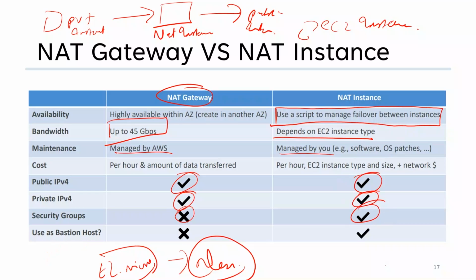Use as a Bastion host: you cannot use the NAT gateway as a Bastion host, because that is not an EC2 instance, but as the NAT instance is kind of like a Bastion host only, you can use it as a Bastion host. So yeah, that is the difference between NAT gateway and NAT instance. Not that much important, but still something to keep in your mind, right?